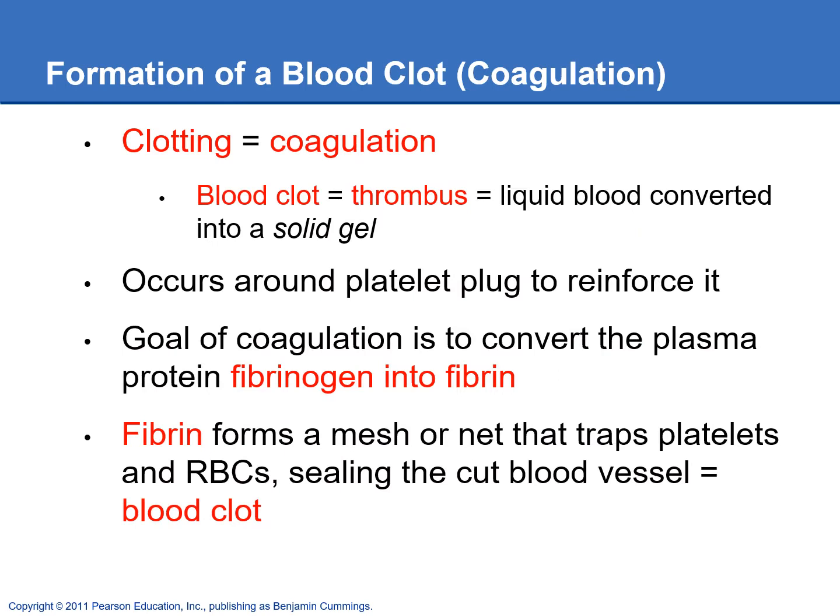The third step of hemostasis is to form the blood clot or coagulation. Another name for a blood clot is a thrombus. So we need to reinforce the platelet plug. So we're going to do that by activating a protein called fibrinogen that's floating around in the blood, and we'll convert it into the active form of fibrin. And fibrin is going to form a net that is thrown over the platelet plug, and that will form the blood clot.